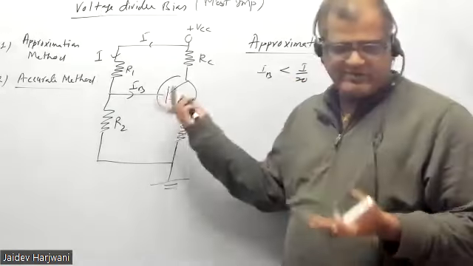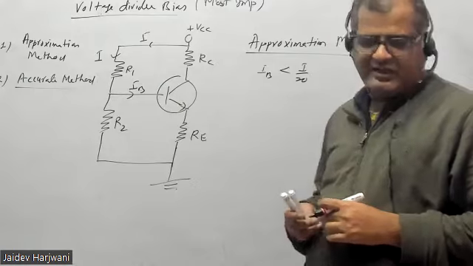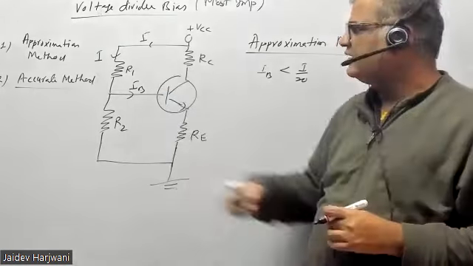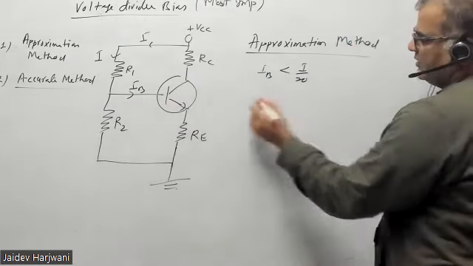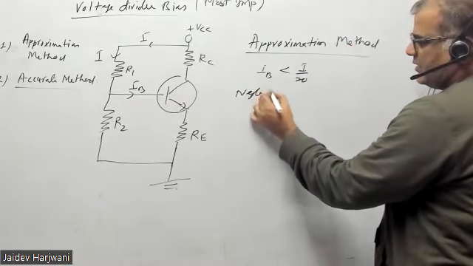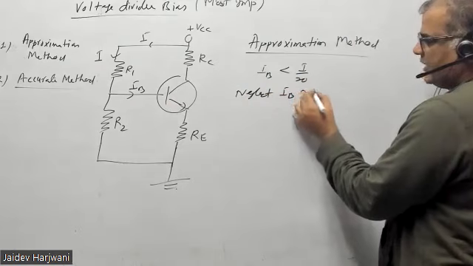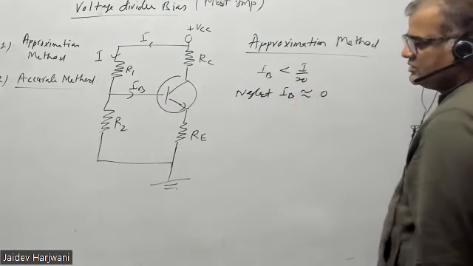Generally, IB is in microamperes, which is very small. So in comparison, when you have to find I, you can neglect this IB. That is, you can consider IB equal to almost 0.